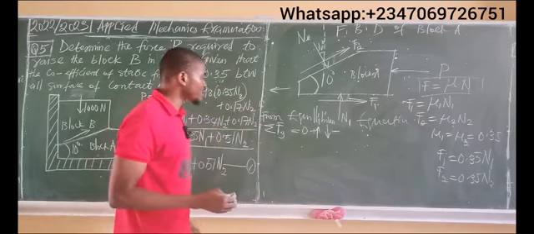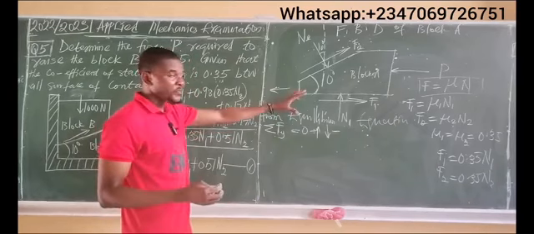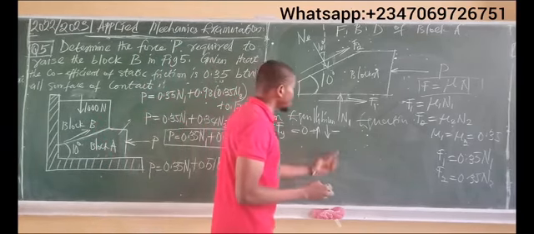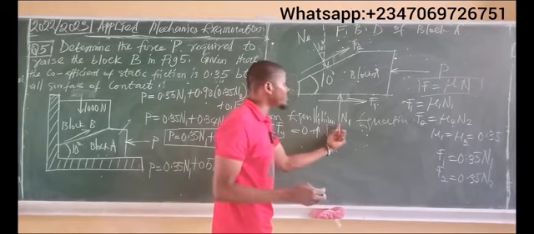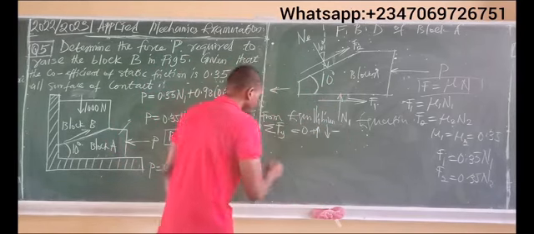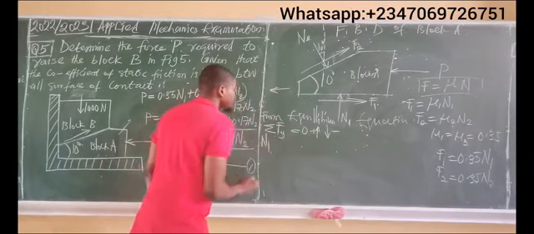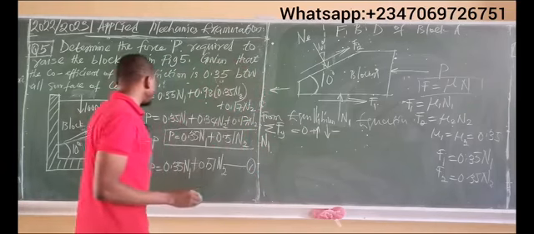Okay, so let's now consider the vertical reaction for this same block A. For the vertical reaction, I have my normal reaction N1 pointing vertically upward, so it's positive. You indicate N1.